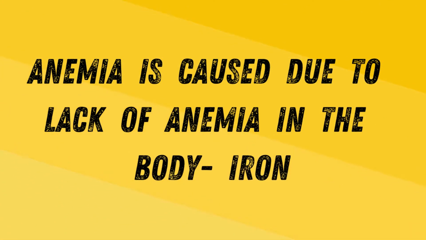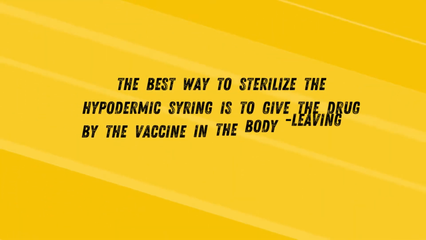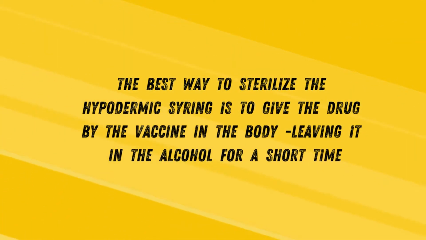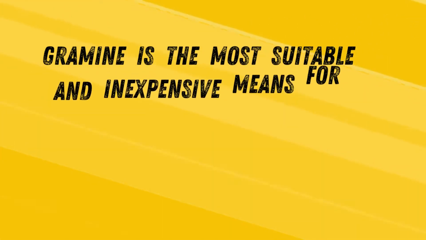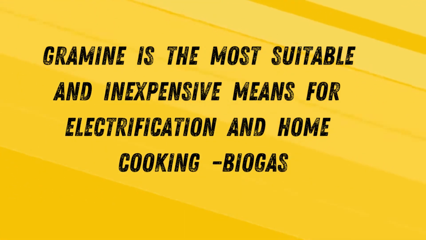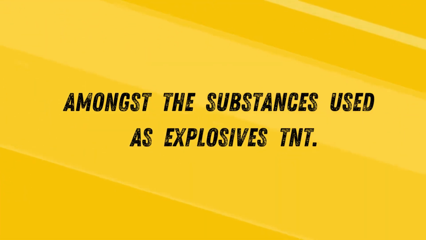Anemia is caused due to lack of iron in the body. The best way to sterilize the hypodermic syringe, used to give the drug or vaccine in the body, is leaving it in the alcohol for a short time. Gobar gas is the most suitable and inexpensive means for electrification and home cooking: biogas. Amongst the substances used in explosives: TNT.